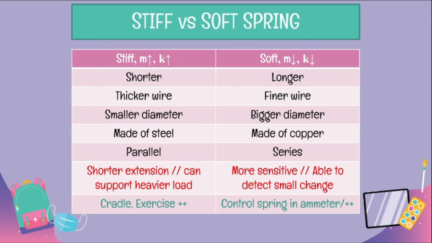So, stiff spring always, okay, ni dia punya karakteristik: shorter, thicker, smaller diameter, made of steel, arrangement in parallel. Okay, itu is the characteristic. So, what are the reasons? Kita boleh kata, okay, shorter spring because it is stiffer. It has shorter extension. It can support heavier load. The spring constant is higher. Benda-benda tu, semua benda ni kita boleh ubah suai lah. Semua tu memberi reason yang betul.